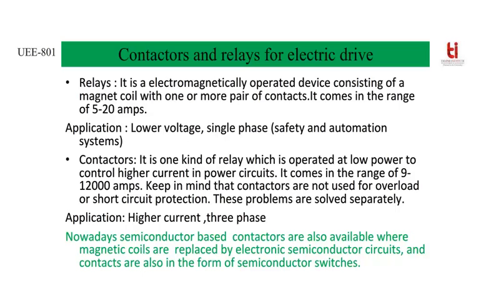The difference between relays and contactors is that relays are generally used for low power, low voltage, low current applications, but contactors are used for high power and high voltage applications. So we can say in a single phase system, relays are more suitable, while contactors are suitable for three phase systems. Relays of 5 to 20 amperes are available in the market, whereas the contactor range is from 9 to 12,000 amperes.